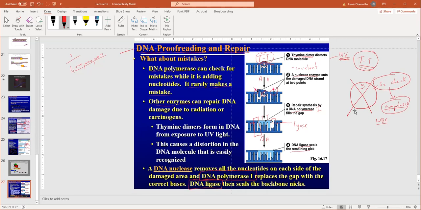And that's pretty much chapter 16. Any questions about that? It's a lot of memorization for that chapter.